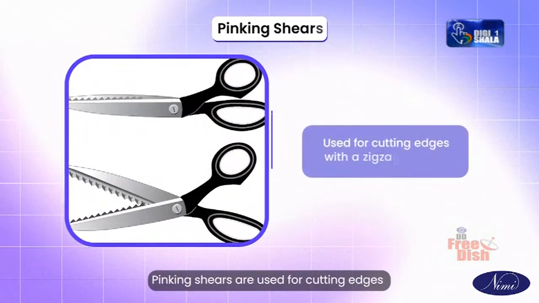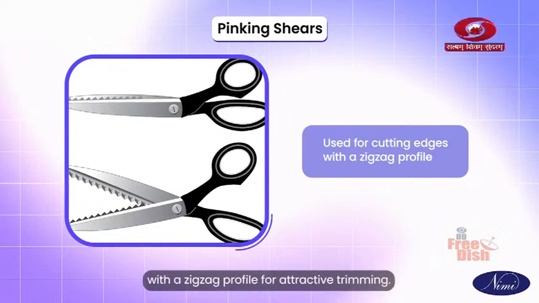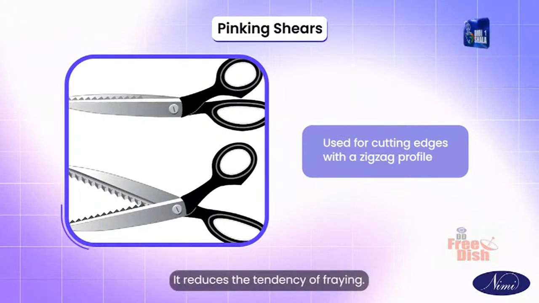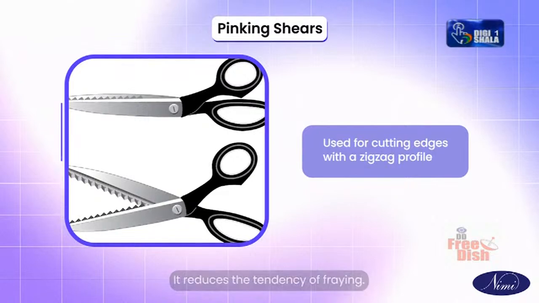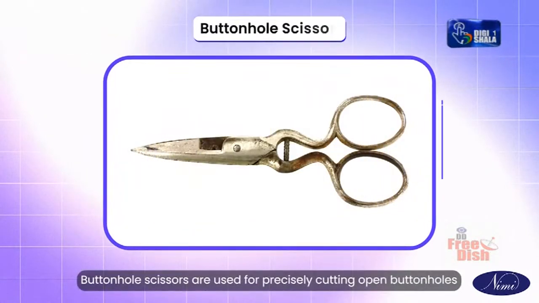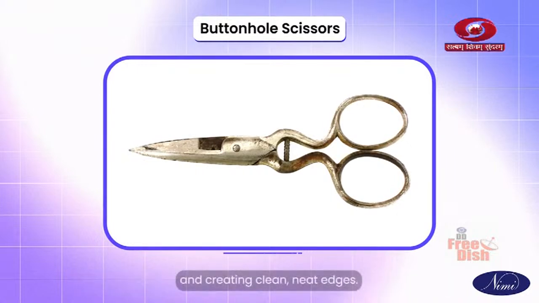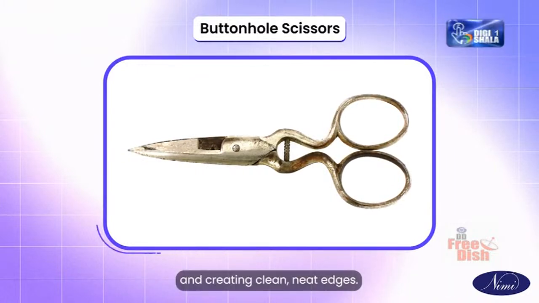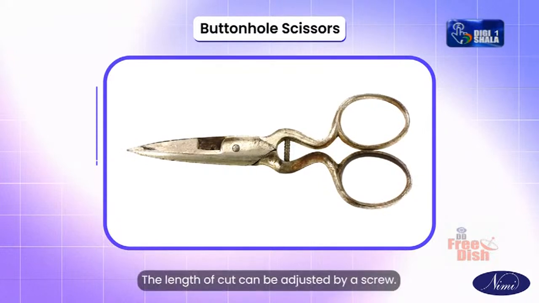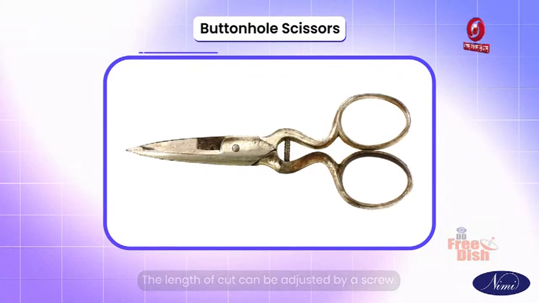Pinking shears are used for cutting edges with a zigzag profile for attractive trimming. It reduces the tendency of fraying. Buttonhole scissors are used for precisely cutting open buttonholes and creating clean, neat edges. The length of cut can be adjusted by a screw.